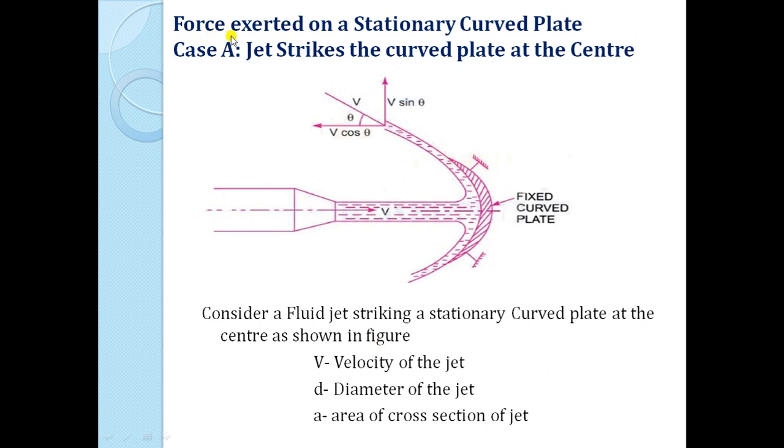Now, coming to the force exerted by the jet on a stationary curved vane, there are three cases here. Case A, the jet strikes the curved vane at the center. This is a curved vane which is fixed. Let us consider a fluid jet striking a curved vane at the center as shown in the figure. Here V is the velocity of the jet, D is the diameter of the jet, and small a is the area of cross section of the jet.